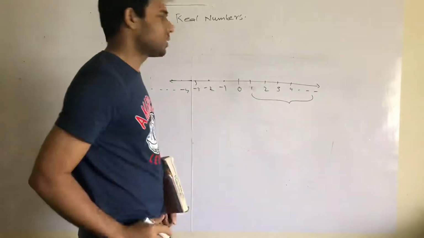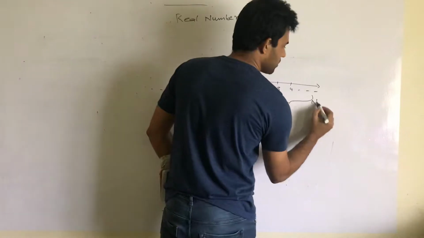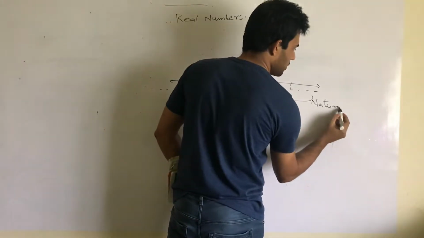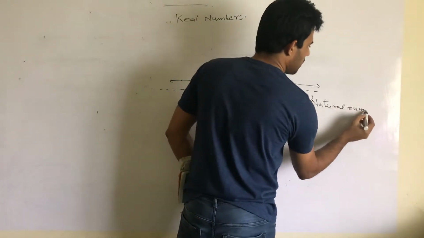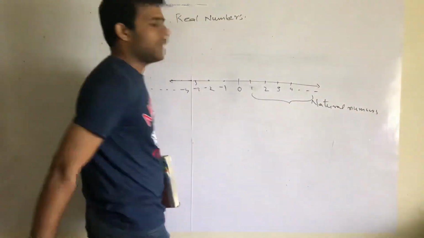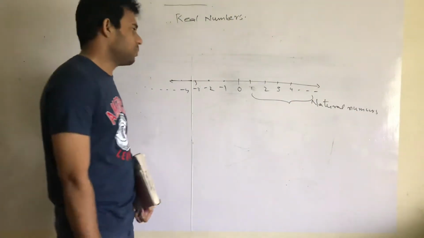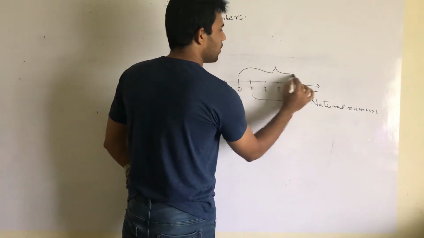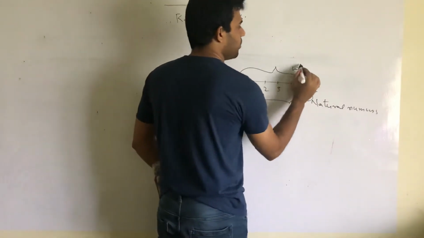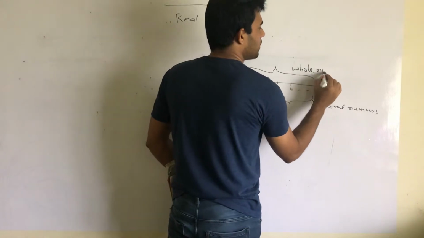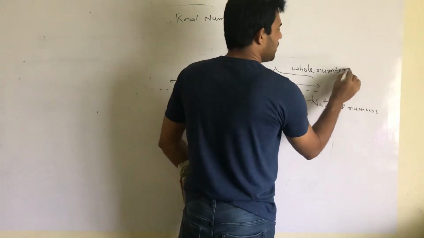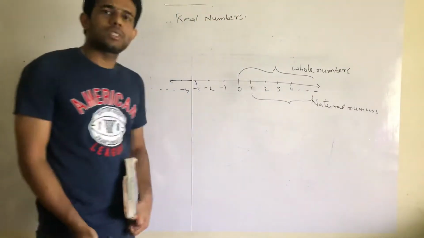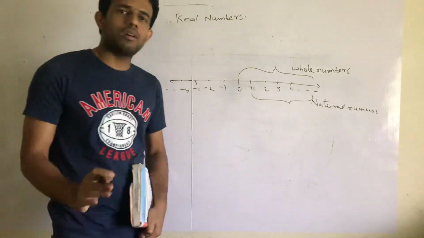to 3 like that. So these are called natural numbers, right? And natural numbers, 0 is not a natural number. Natural numbers along with 0 is called a whole number. Okay? So natural numbers combined with 0 are called whole numbers.